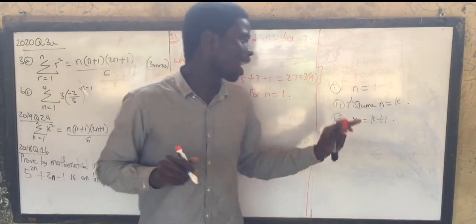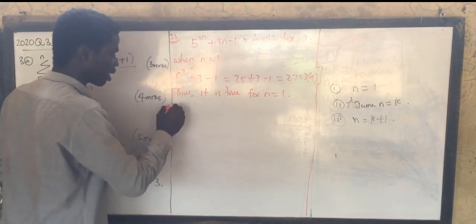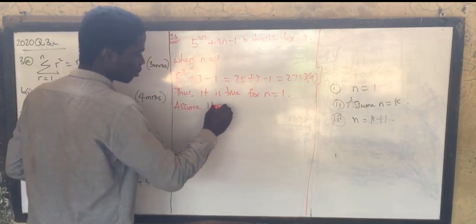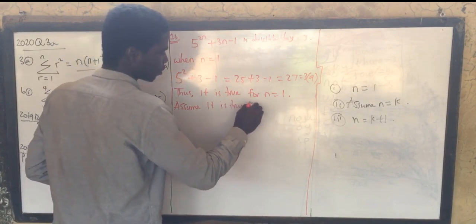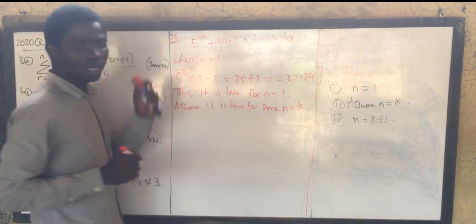That's the first thing. Now, assume it is true for some n equal k. Now, for this type of equation, we say assume it is true for some n equal k. So what does that mean?